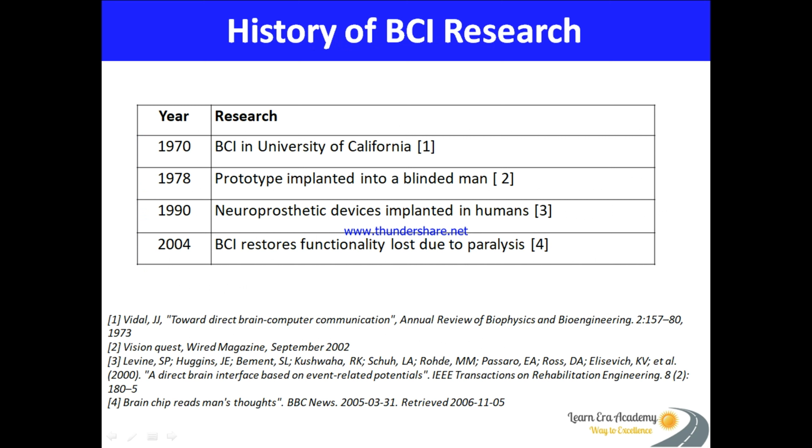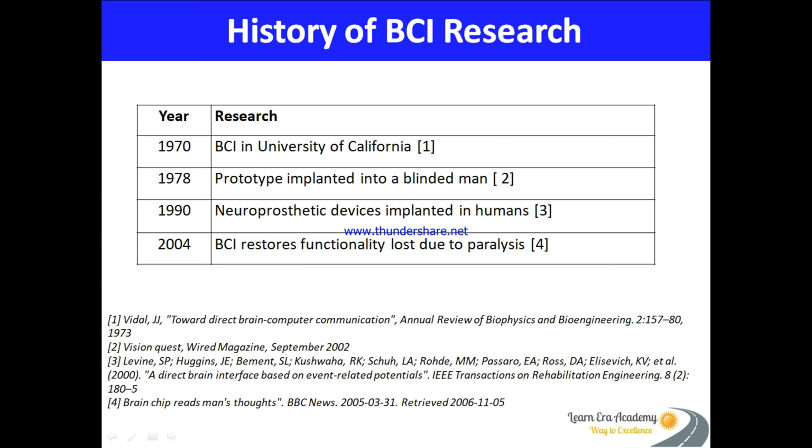Now let's see the history of BCI. The BCI research started in the year 1970 in the University of California. In 1978, the first prototype was implanted in a man called Jerry. Here, a BCI of 68 electrodes was implanted on his visual cortex of brain.